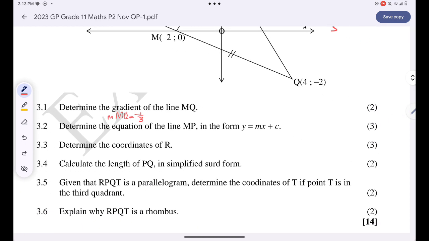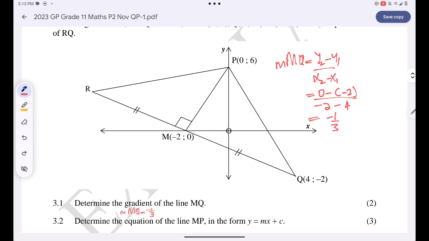Now I'm supposed to determine the equation of the line MP in the form y is equal to mx plus c. For me to find the equation of a straight line, there are only 2 things I need: a point on that line and the gradient of the line. Are you together? I do have the point, which is M, and another point is Q. So I'm privileged. I can find the gradient by using the average gradient, or I can simply use the gradient I just calculated to find the gradient of line PQ. How can I do so?